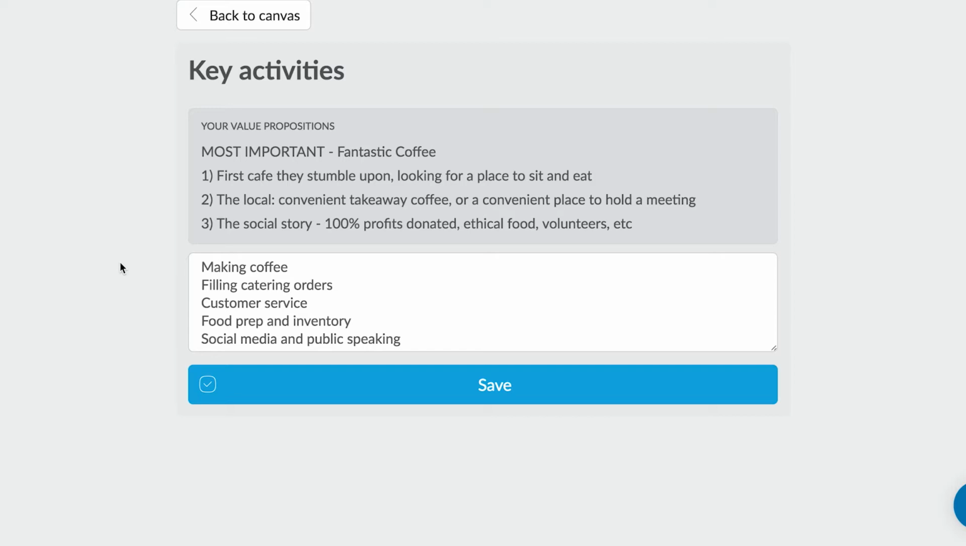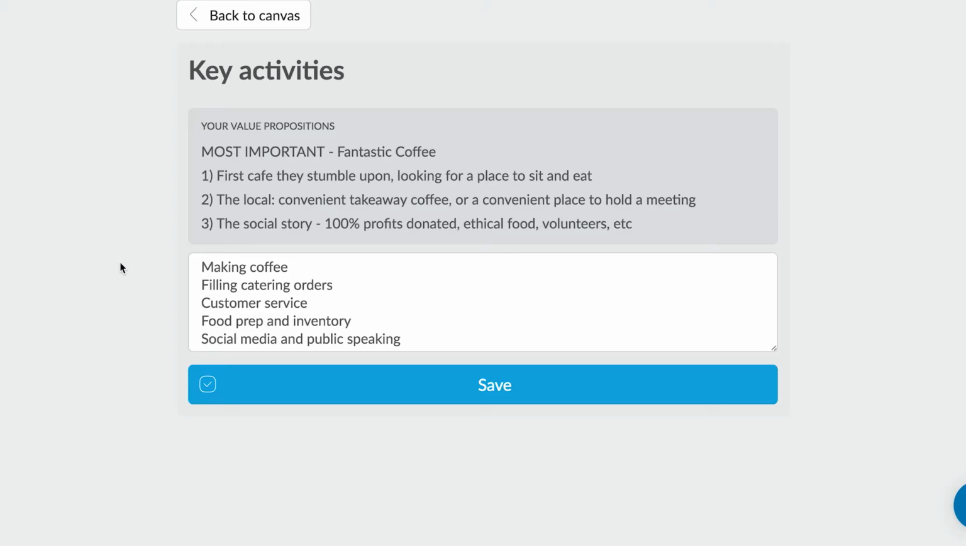The next activity is customer service. We can't afford to have a bad experience, especially in a day and age where you have social media, people get to vote very quickly and very loudly if they've had a good experience or a bad one. This is going to be a priority. Food prep and inventory, as you'd expect for a cafe, pretty standard, but we can't afford to stop it.